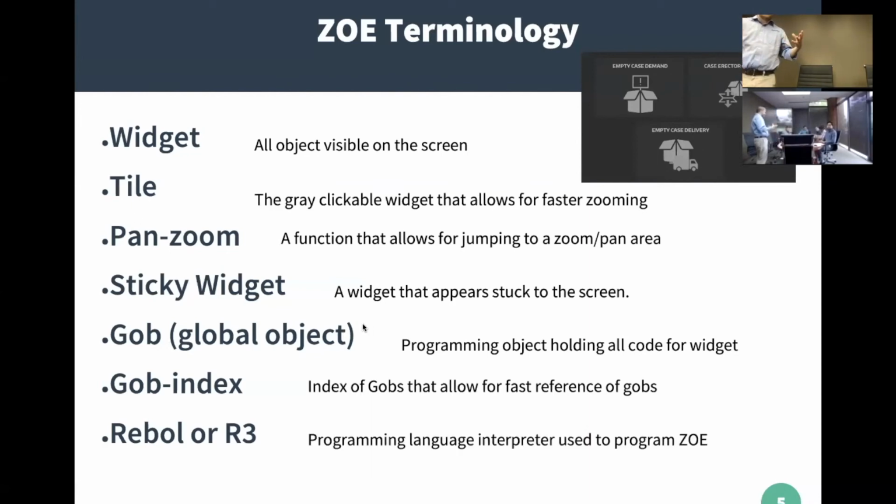And the last thing is Rebel. Rebel is the programming language. It's a program interpreter that ZOE runs in. So the current iteration is R3 or Rebel 3. So if you hear R3 or Rebel, that's the language that is interpreting and doing the drawing of ZOE.